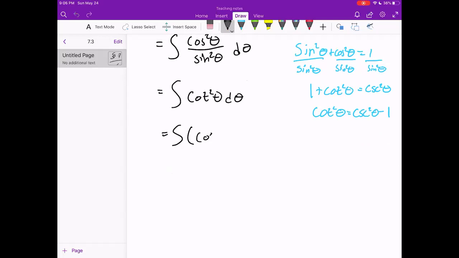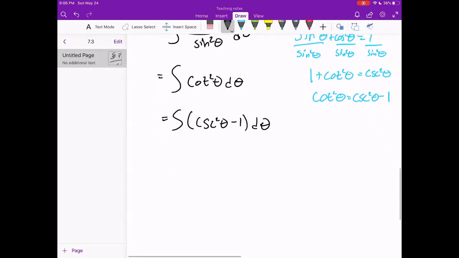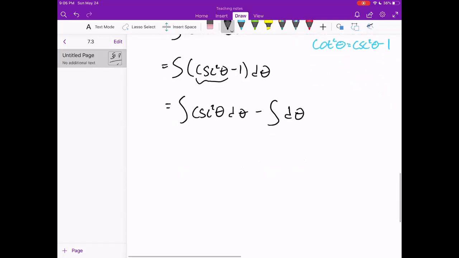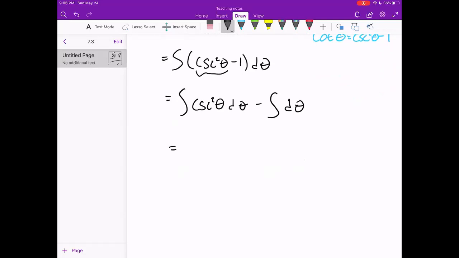This is going to be the integral of cosecant squared minus 1 d theta. So if you look into your table of integrals, you'll see that this one appears there because it's the derivative of a simple function. So this is going to be the integral of cosecant squared theta, split up the integral, minus the integral d theta. You remember that the derivative of cotangent is negative cosecant squared. So this is going to be minus cotangent theta minus theta plus a constant.